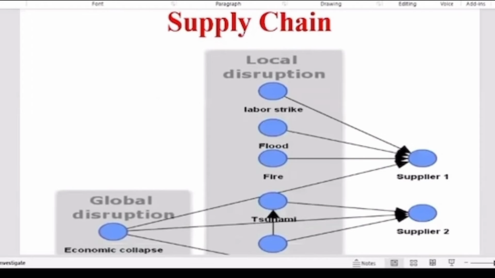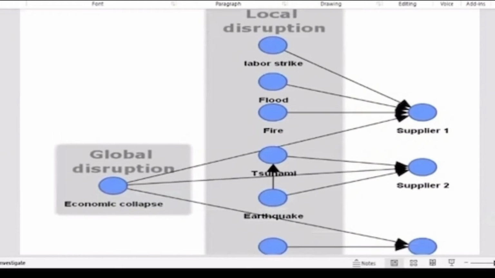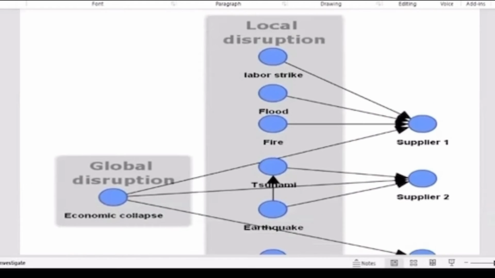Oh, supply chain. Take a look at that, the supply chain. I remember this very picture was, I think, based on what happened in Japan. Was it in 2011? I think that was an earthquake, right? Now take a look at this. How many suppliers? Three major suppliers. Supplier one, supplier two. Now we have global disruption and local disruption.